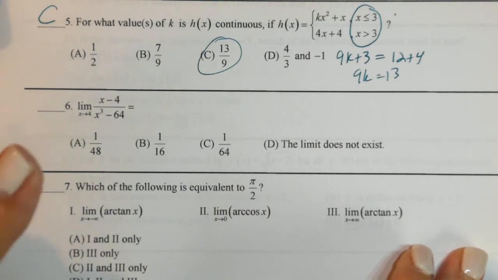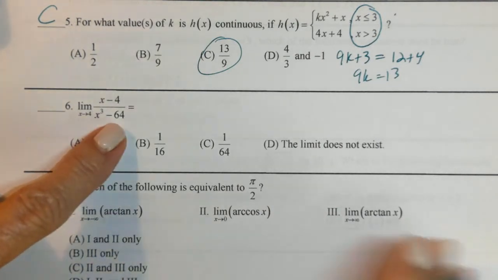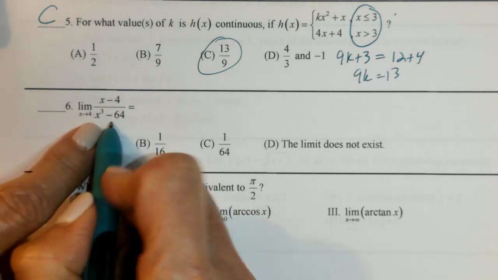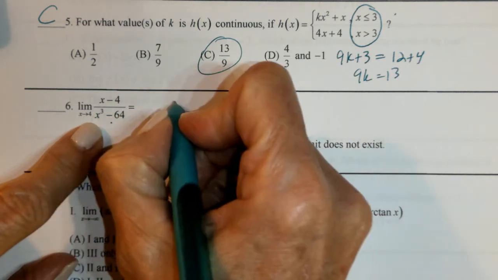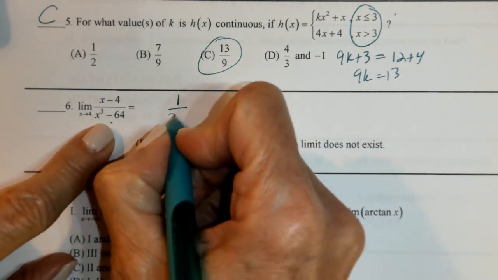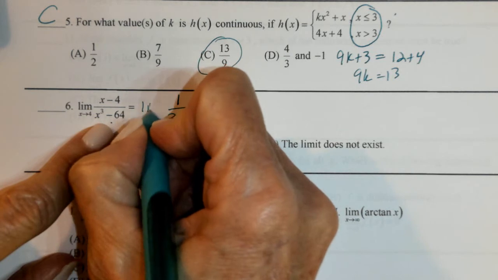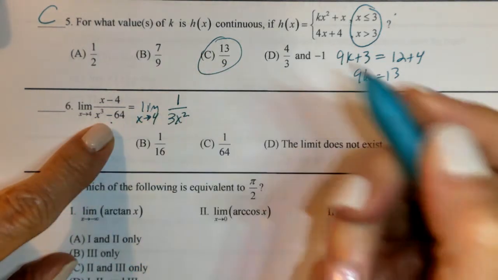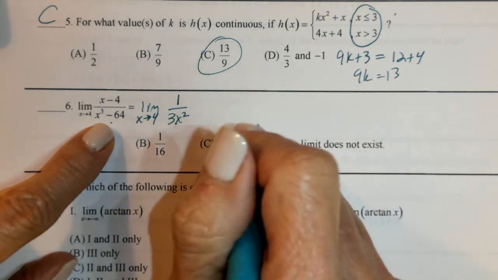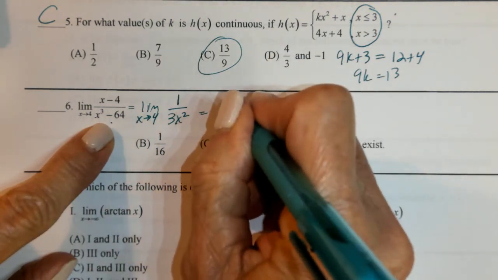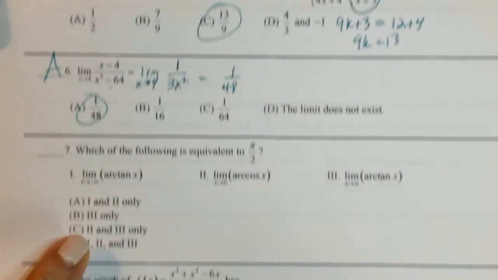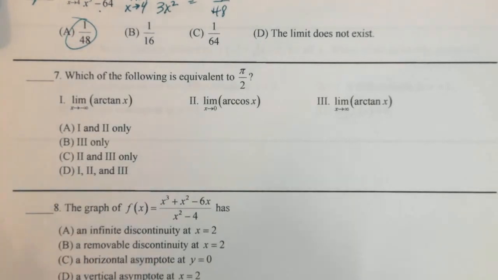Okay, number 6, this limit. Well, if we just plug in 4, we get 0/0. That's a L'Hopital's form, so I'm going to use L'Hopital's. I'm going to take the derivative of the top, which is 1, the derivative of the bottom is 3x squared, and I'm taking that limit. For multiple choice, I usually don't write all that work. I just do that. We don't have to write it out for multiple choice. But this would be 1/3 times 16. 1/48.